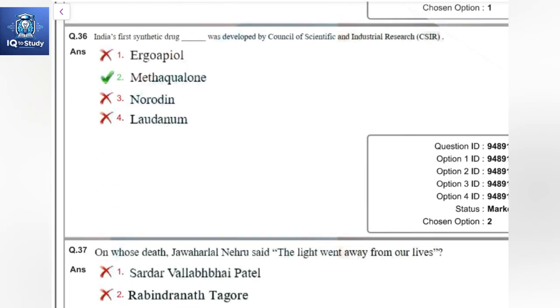India's first synthetic drug, methaqualone, was developed by the Council of Scientific and Industrial Research. CSIR is an autonomous body that was established in 1942. Its headquarters is in New Delhi. So India's first synthetic drug is methaqualone. It was developed in 1950 by CSIR.